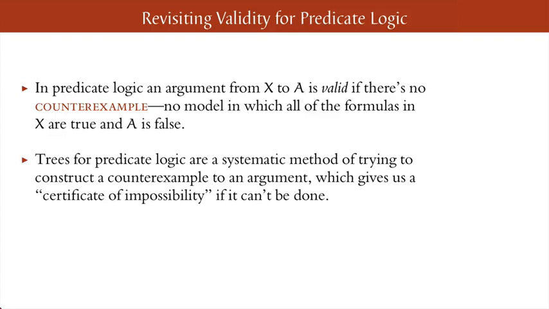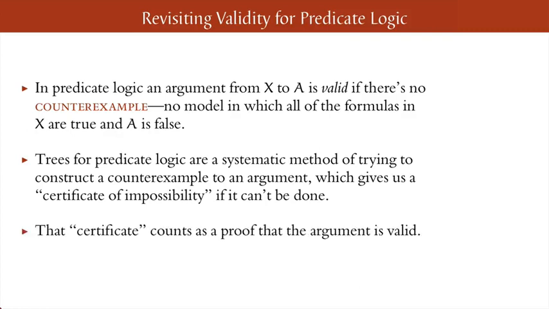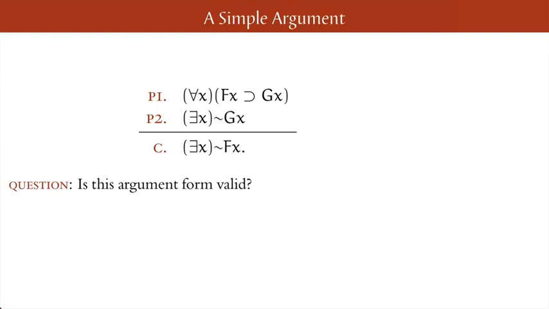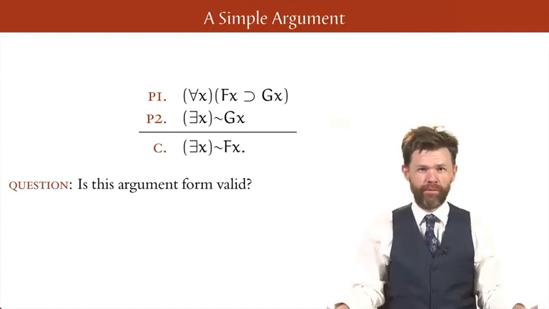This technique, if you like, gives us a certificate of impossibility if that search for a counterexample doesn't succeed. Now, that certificate, then, is a proof that the argument is valid since it conclusively shows that there is no counterexample to the argument. So let's look at a simple example.